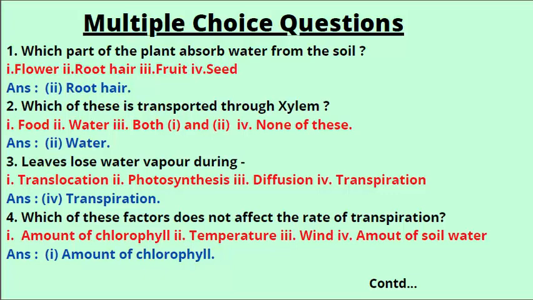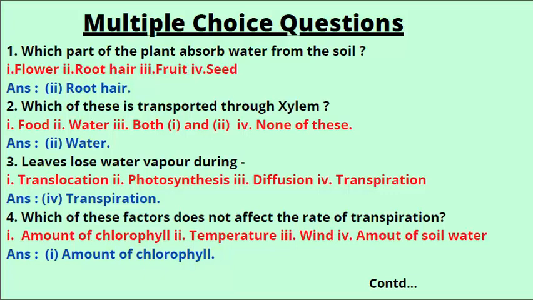Number 3, leaves lose water vapor during number 1, translocation. Number 2, photosynthesis. Number 3, diffusion. Number 4, transpiration. Answer is transpiration. Transpiration is the process in plants by which plants lose their excess amount of water in the form of water vapor from their leaf surfaces.